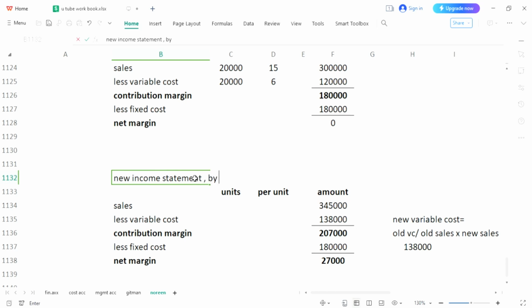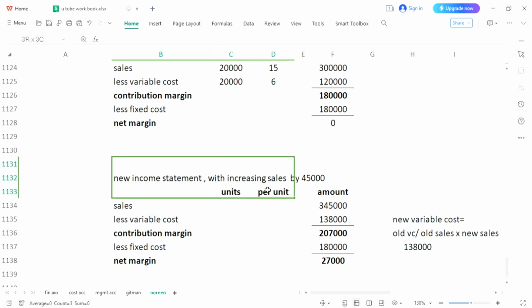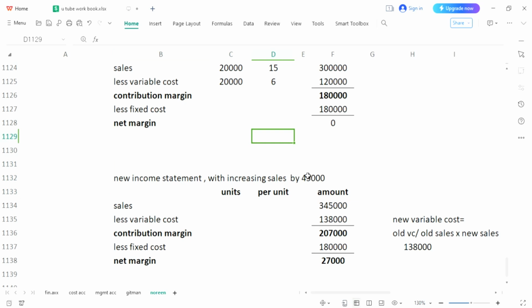By increasing sales by 45,000, it should be written like that, with increasing sale by 45,000. So now we understood that if you increase your sale from 3 lakh to 3,45,000, your income from 0 will grow up to 27,000.